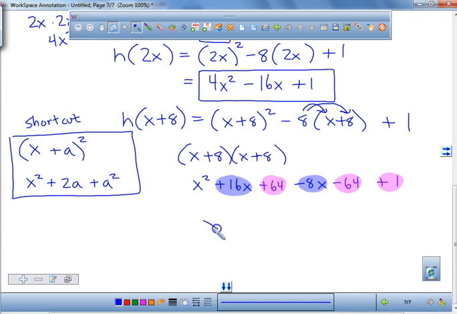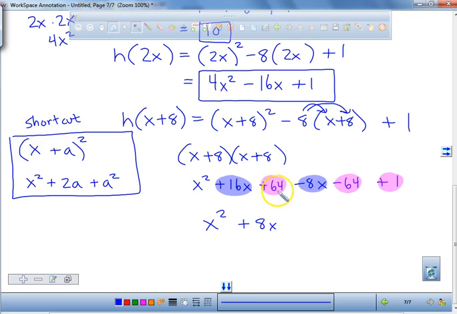So, we have an x squared. How many x's do we have remaining? 8 x's. A 64 and a negative 64, those cancel each other out. Those are called additive inverses of each other. And then all we have is a 1 at the end.